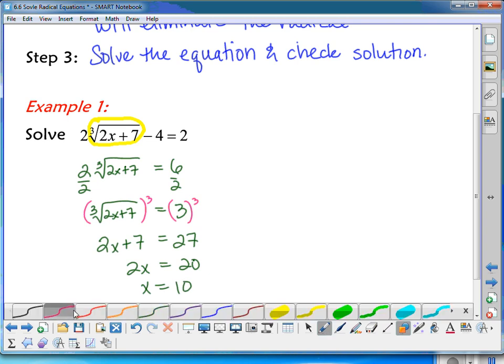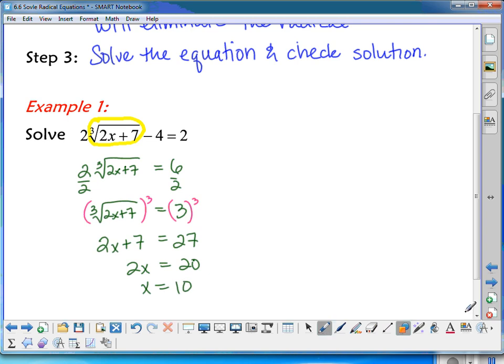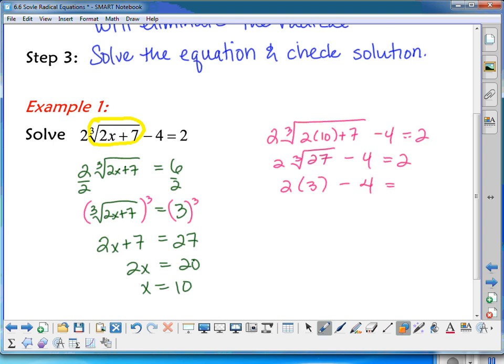And so I want to double check that it works, so I plug it back into my original equation. So 2 times the cube root of 2 times 10 plus 7 minus 4 equals 2. And so that's 2 times the cube root of 27 minus 4 equals 2. It's 2 times 3 minus 4. And so that's 6 minus 4. And so I can see that it works. I did my work correctly. x is equal to 10.